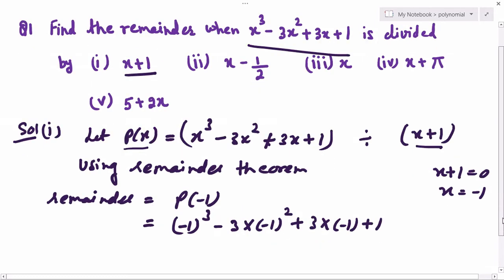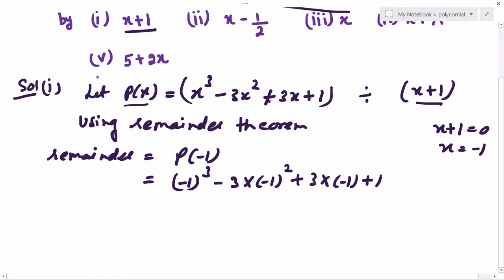Okay, let us continue with this. Now you have to simplify it. Multiply them 3 times. When you are multiplying an odd number of times, you always get minus.